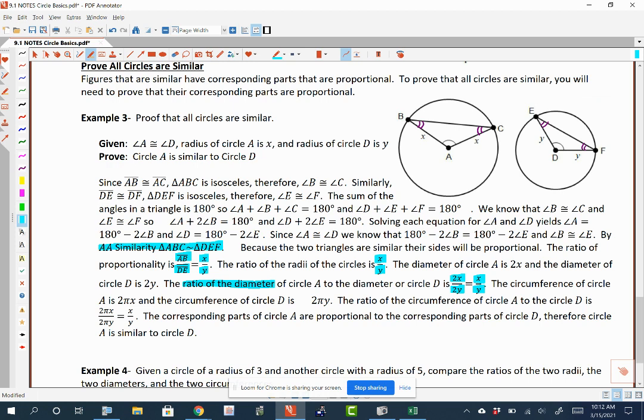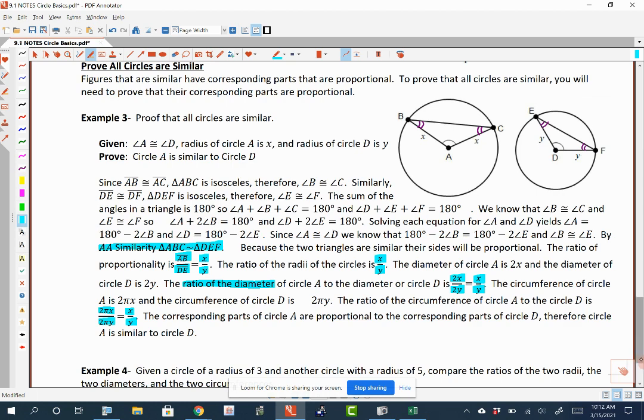Circumference, it's maybe been a while since you've done circumference, but circumference of a circle is 2 pi times the radius. So in circle A, our radius is X, so that's why it says 2 pi X. And for our circle D, our radius is Y, so 2 pi Y. So when we look at the circumference for the big circle compared to the small circle, the 2 pi's will divide out, again leaving us with this ratio of our radii, X compared to Y. So when circles are similar, we can make a ratio of their radii, their diameter, their circumference, and all of them should simplify to the same X over Y.